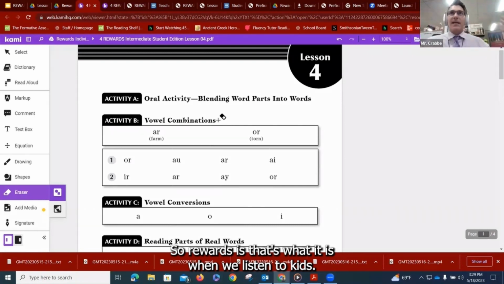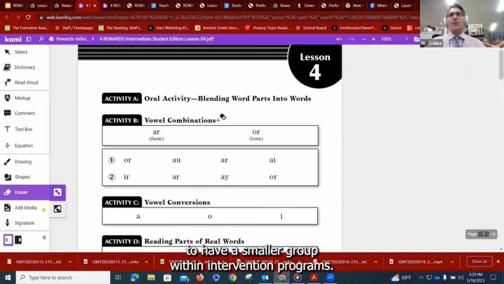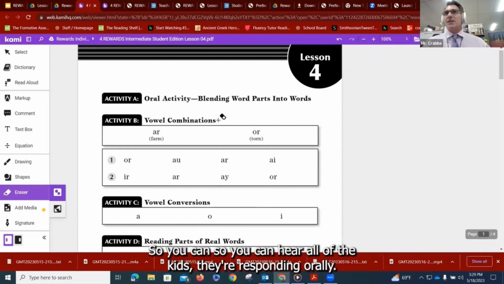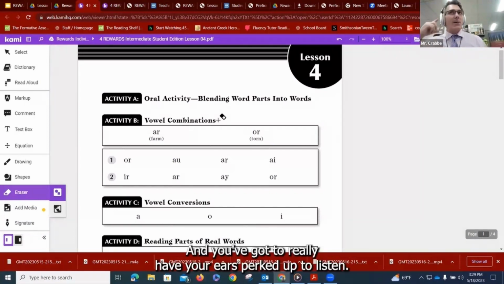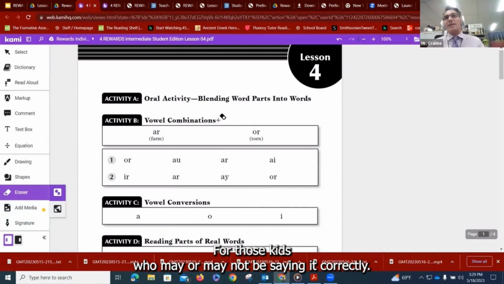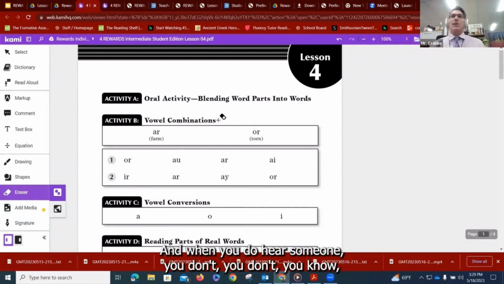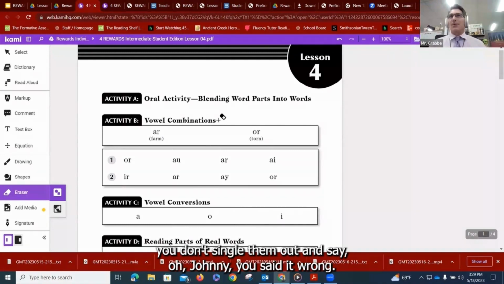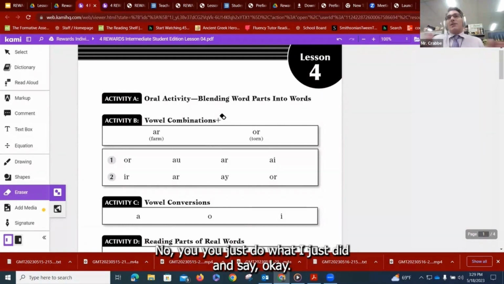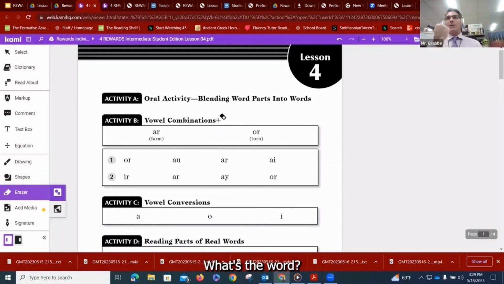When we listen to kids, that's why it's really important to have a smaller group within intervention programs, so you can hear all of the kids. You've got to really have your ears perked up to listen for those kids who may not be saying it correctly. And when you do hear someone, you don't single them out and say, "Oh, Johnny, you said it wrong." No, you just do what I just did and say, "Okay, the word is personality. What's the word?" And then everyone says it correctly the second time. So no one gets called out. It's just everyone says it again. It's really that easy.